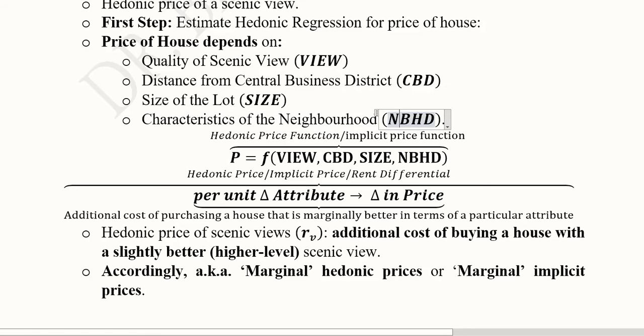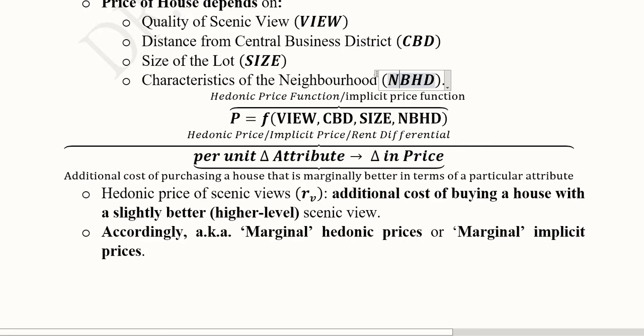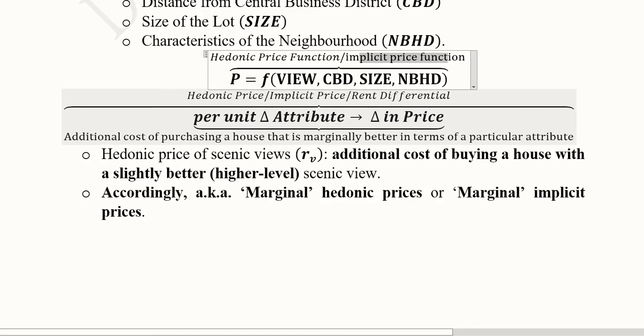These are four of the factors that we have chosen, the hedons or the attributes that can affect the overall price of the house. This is known as the hedonic price function or implicit price function, because it includes the hedons of the features, and the implicit factors are included in this. We can find out the per unit change in the attribute and then see how this per unit change affects the price, as we usually do in our regression analysis.